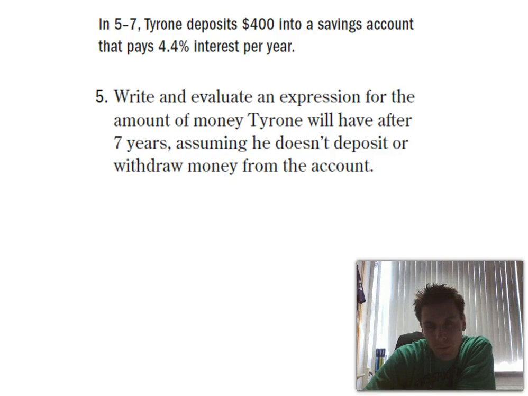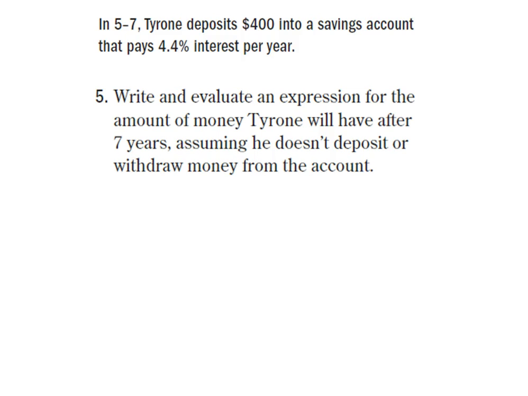And we have problems 5 through 7 on your Algebra Chapter 7 self-test here. In 5 through 7, Tyrone deposits $400 into a savings account that pays 4.4% interest per year, and we are asked to write and evaluate an expression for the amount of money Tyrone will have after 7 years, assuming he doesn't deposit or withdraw money from the account.